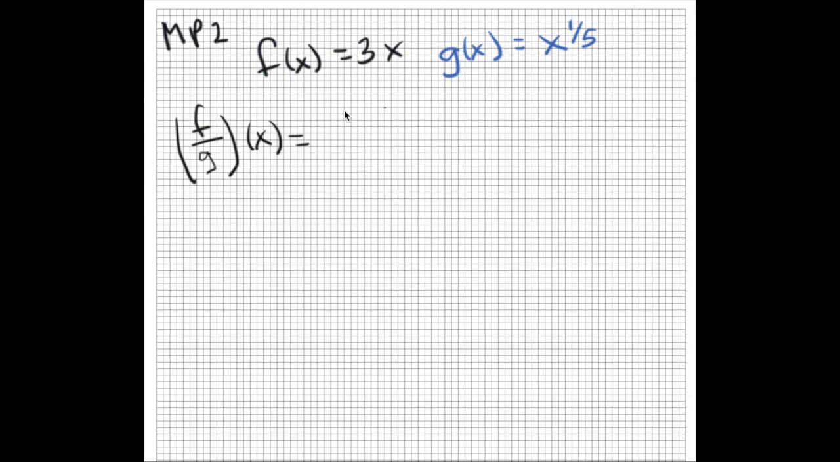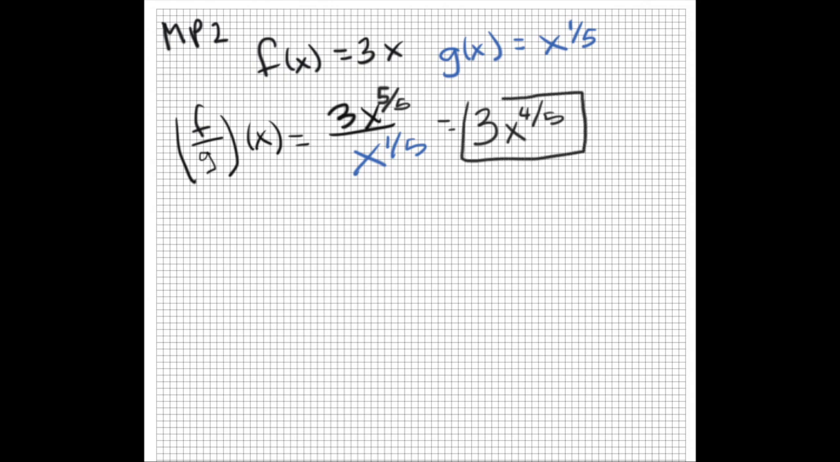Monitoring progress 2, now we're going to divide the functions. So I have f of x here, which is 3x, and that's going to be divided by g of x, which is x to the 1/5. And again, if you remember your rules, when you're dividing, you're really subtracting the exponents. So that's really 5/5, since it's x to the first, and we subtract them. 3 divided by 1 is 3, and then x to the 4/5. And that is my new function.